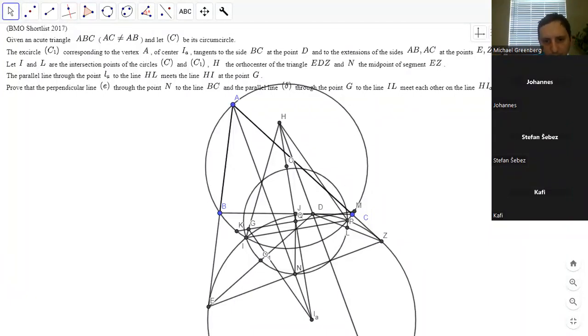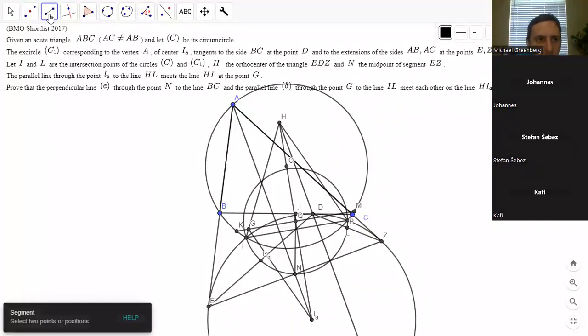All right. And then H has to lie on that because of the Euler line. The orthocenter, because IA, H, and N are collinear. So IA, Q, and H have to be collinear for the Euler line. So then that proves it. Okay, and so add in the point at line HL.